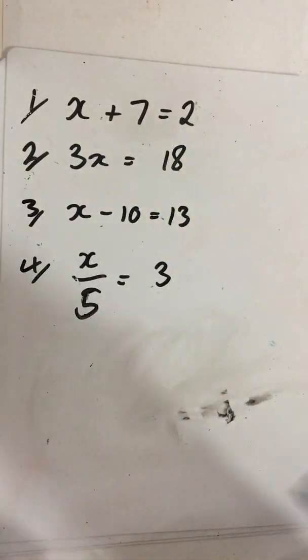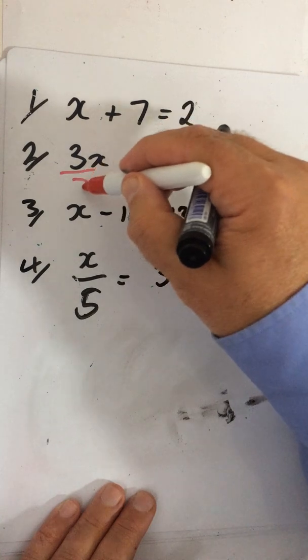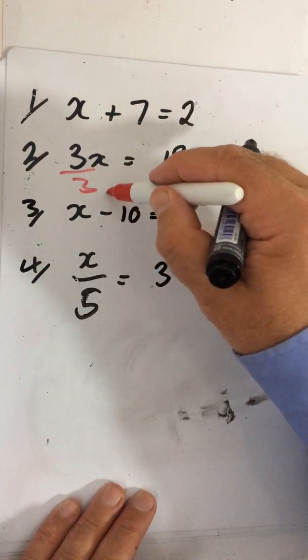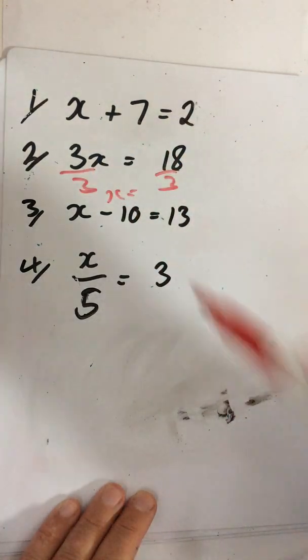The next one, I'll just do it on here. Okay, I want to divide that by 3. I'm going to divide that by 3 as well. X is equal to 6.